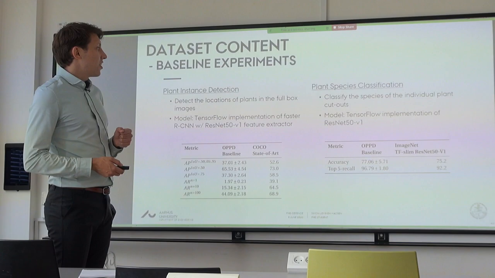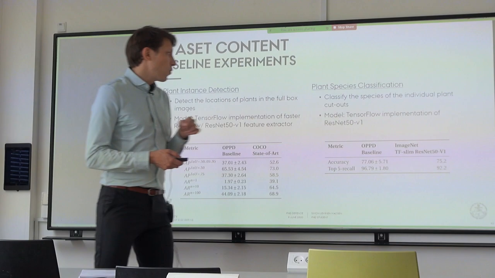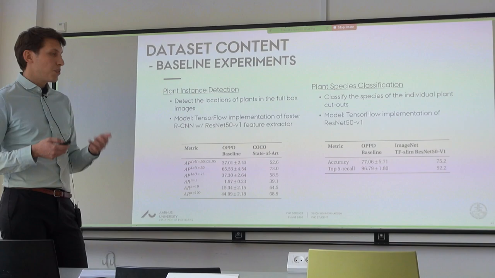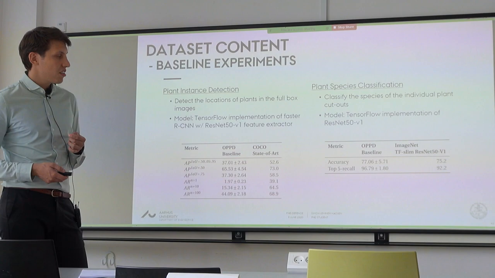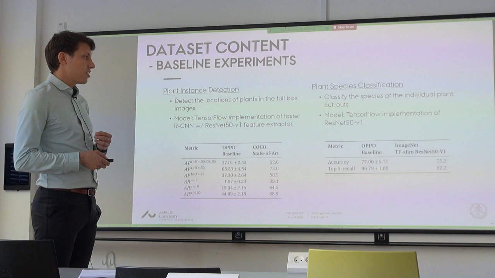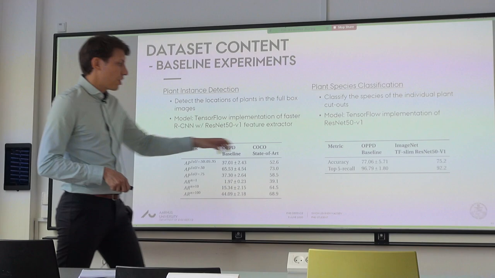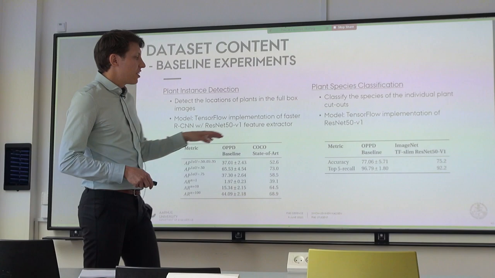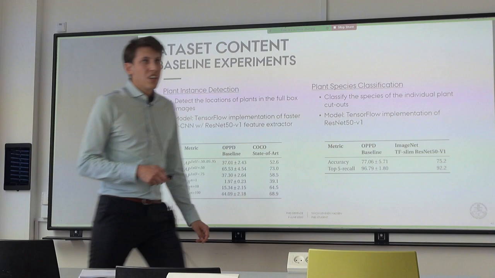And the second baseline experiment was the plant species classification task, where we wanted to classify the species of the individual plant cutouts. And again, we just used a TensorFlow implementation of ResNet 50 in this case, to produce the results that we see here at the bottom. One thing I want to note is that the baseline results seem to be doing an okay job, but they are not too perfect.